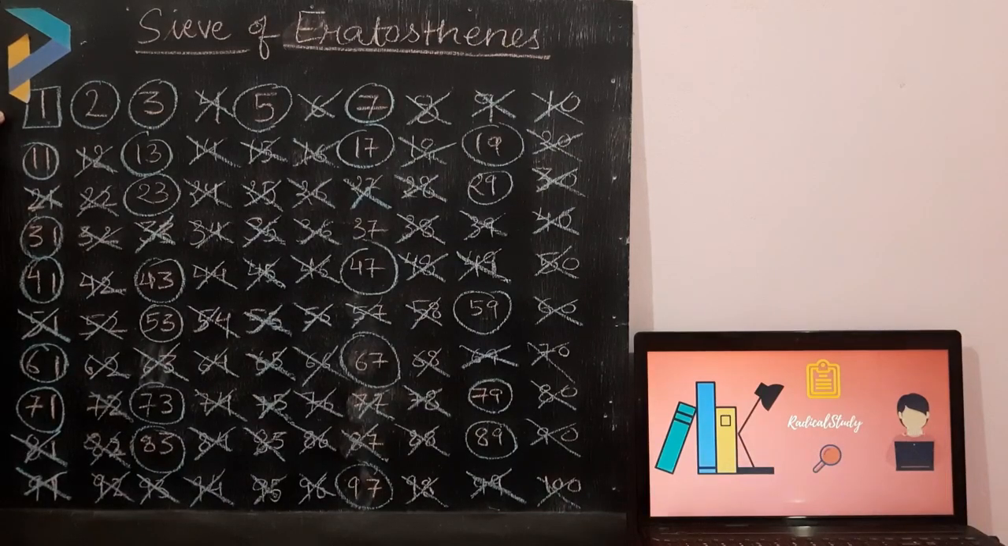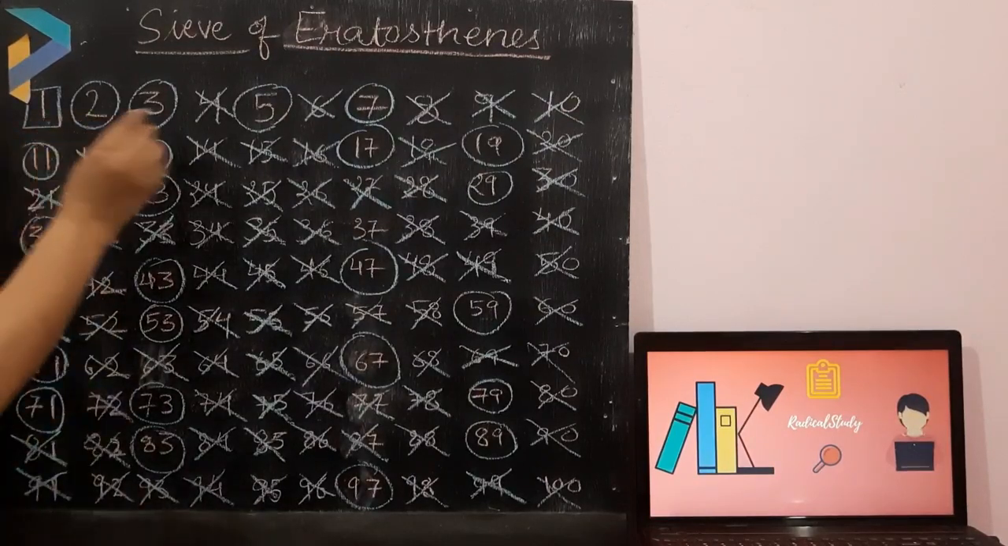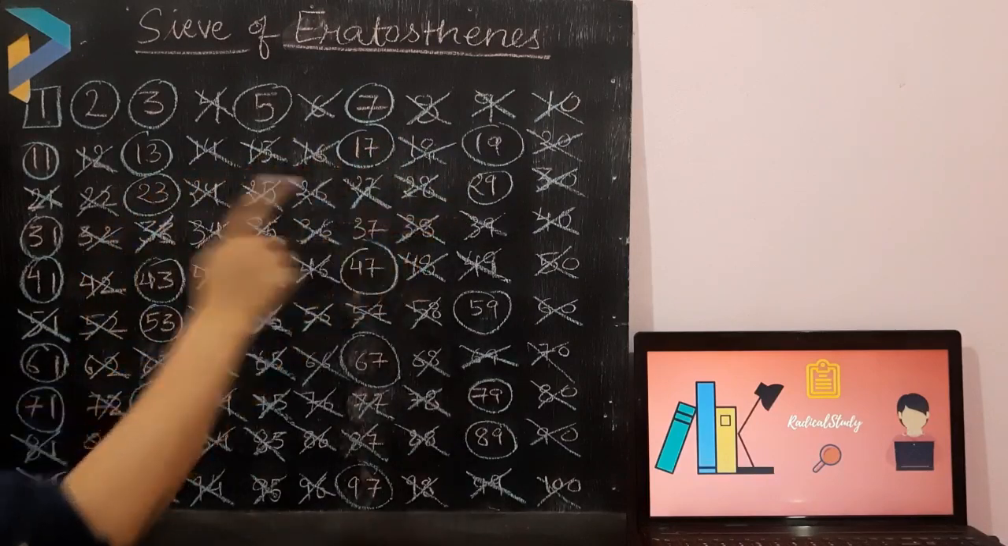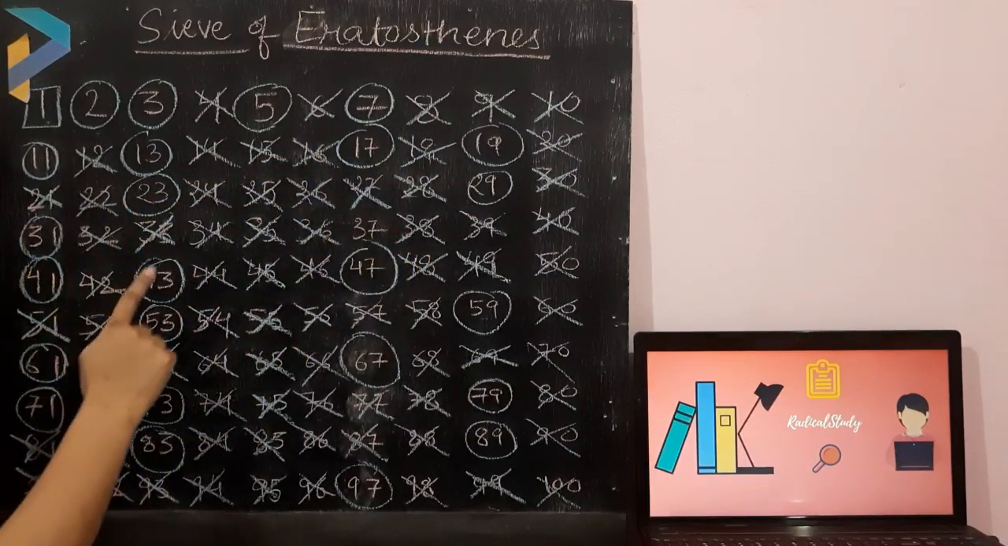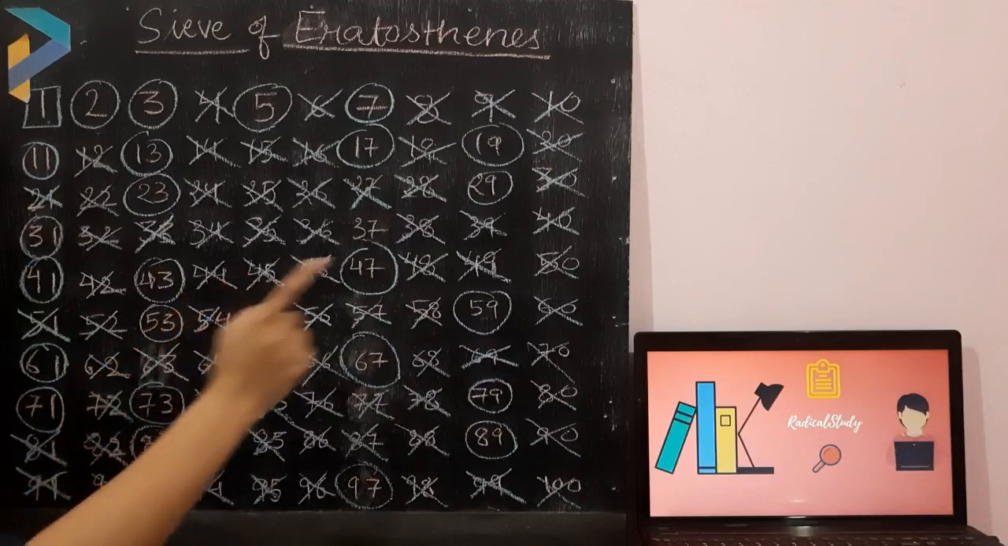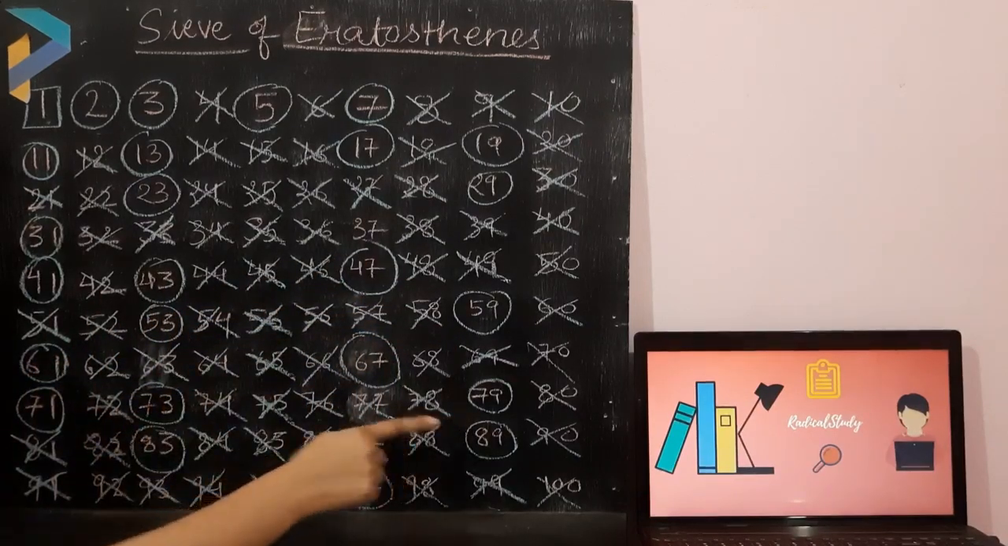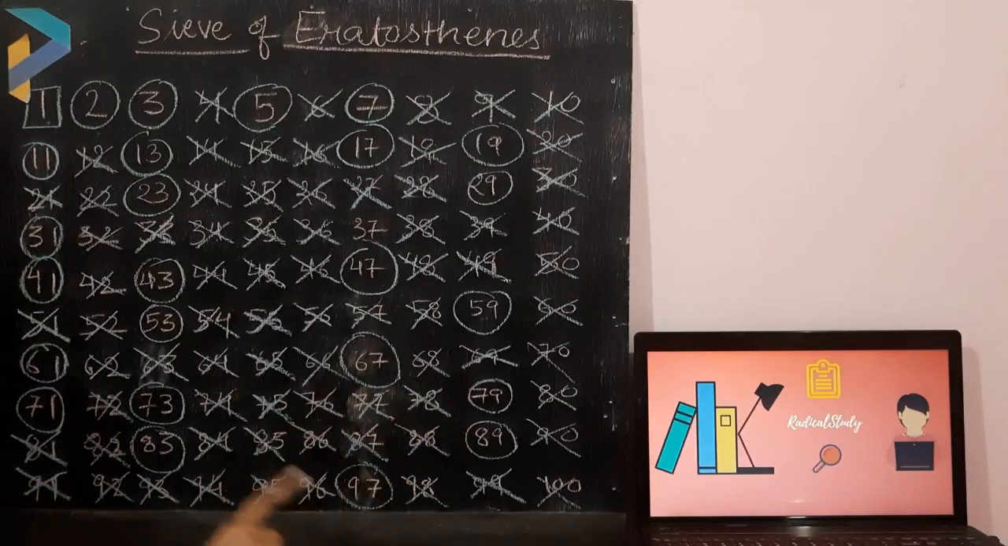1 is neither prime nor composite. So it is in a square. Now 2, 3, 5, 7, 11, 13, 17, 19, 23, 29, 31, 41, 43, 47, 53, 59, 61, 67, 71, 73, 79, 83, 89 and 97. These all are the prime numbers from 1 to 100.